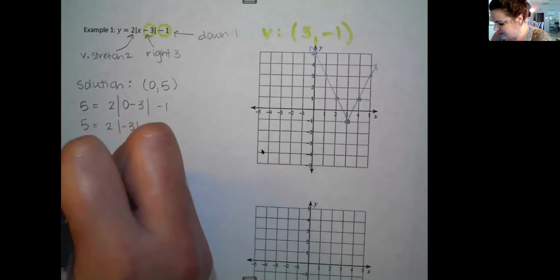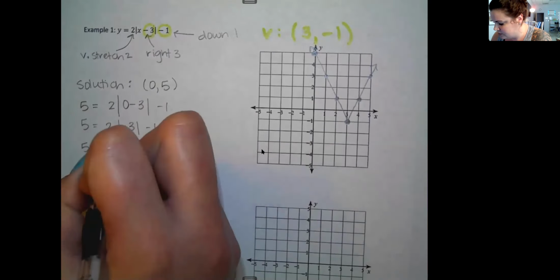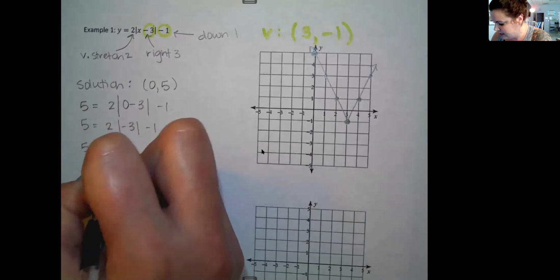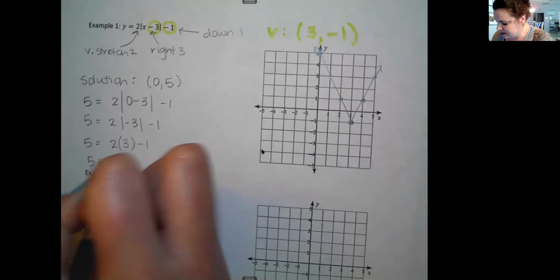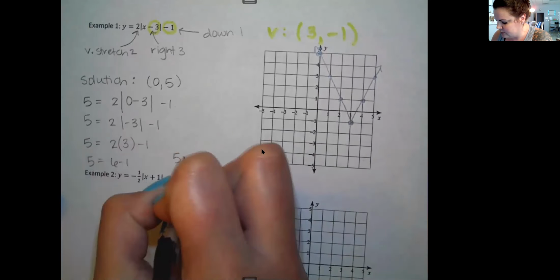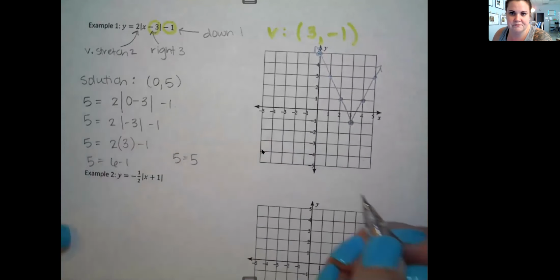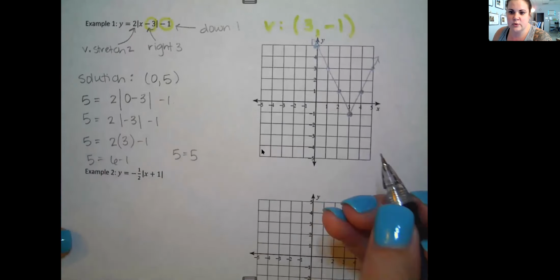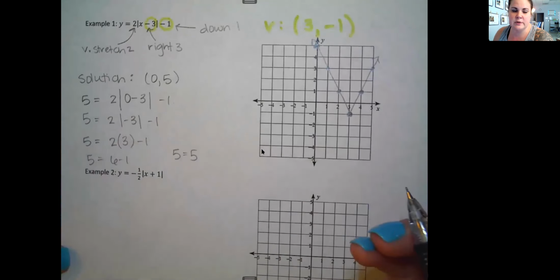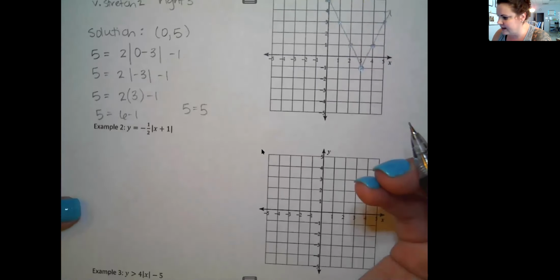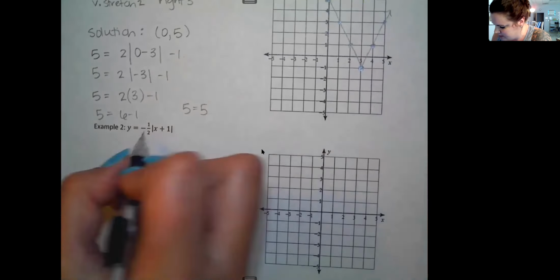So I've got 5 equals 2 times, these are written right next to each other, so they're going to be multiplied, 2 times 3 minus 1. So that's 6 minus 1, and then we get 5 equals 5, which is what we expected. So we know, just like with our linear functions, any point that shows up on the line is going to be an actual solution for the equation. All right, let's go ahead and do this next example.